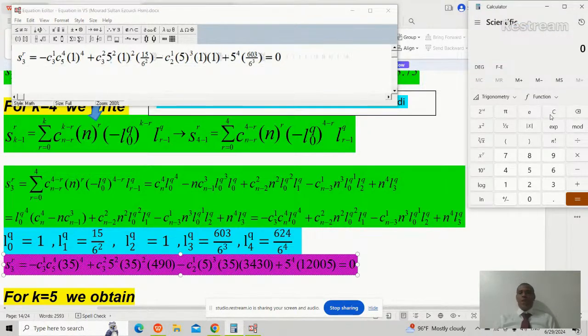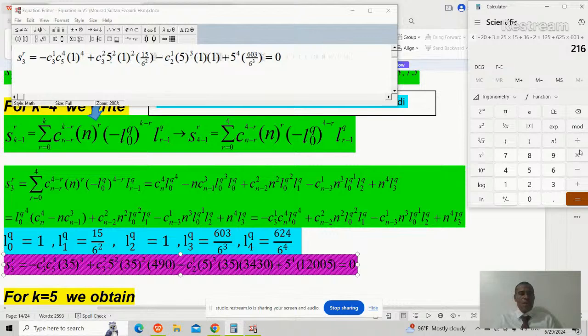I will come here. We have minus 3 times 5, it's minus 20, plus, learners, 3 times 25, times 15, divided by 36, minus 2 times 125, because 5 cubed, multiply by 1, never change, plus 5 raised to the power 4 is 625, multiply learners by what? By 603, divided by 6 cubed means 216.